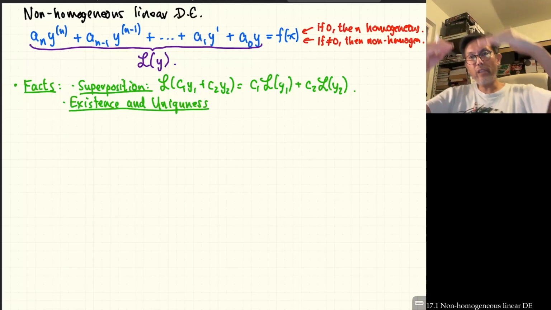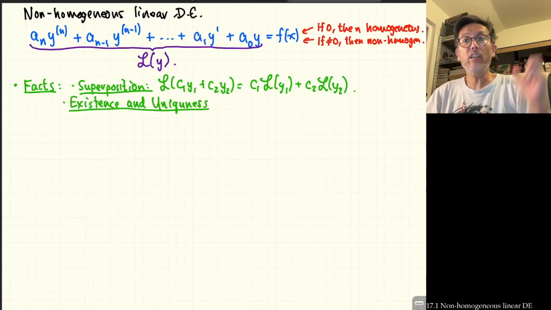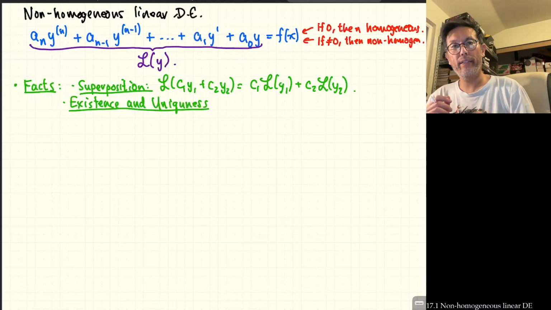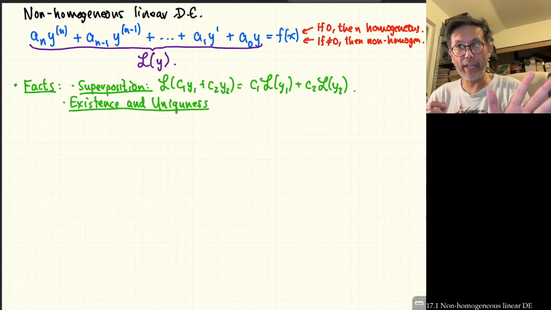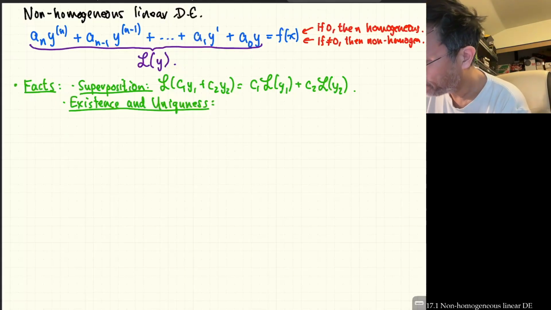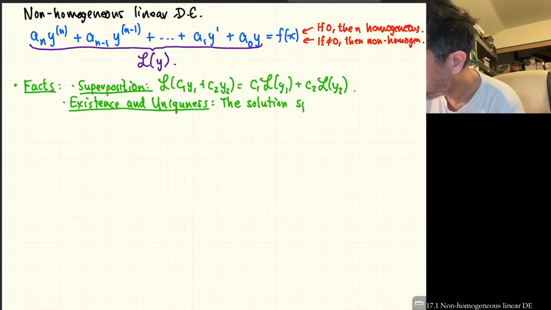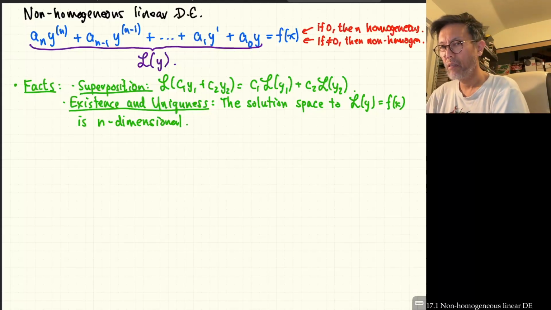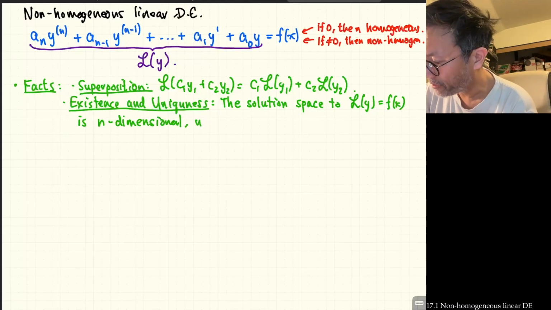But if you think of those n initial conditions as being n constraints on your solution, then I think an equivalent way of thinking about it, the one that I want you to think about here and now, is the following: the solution space to the equation L of y equals f of x is n-dimensional. And maybe I should say, under very mild assumptions.